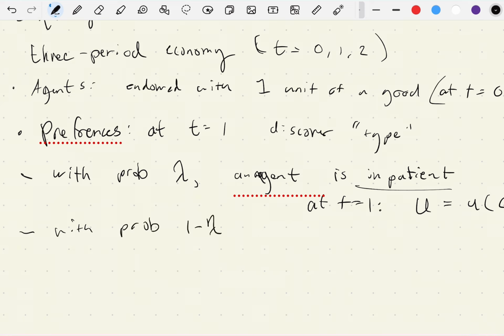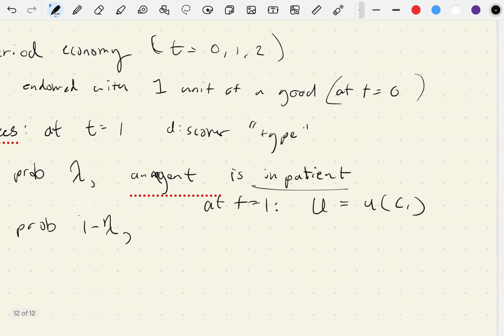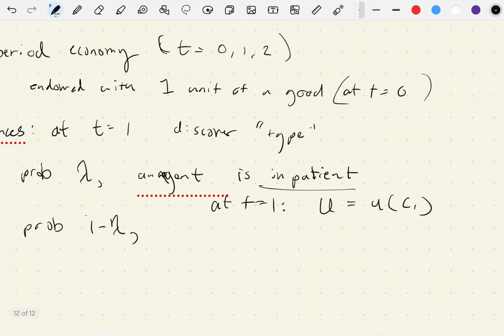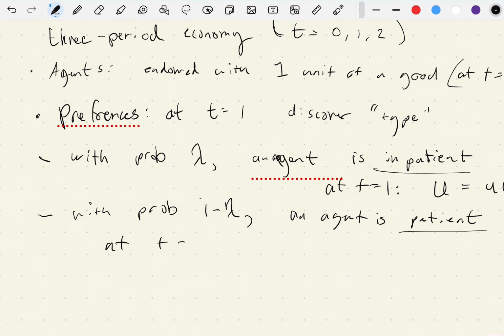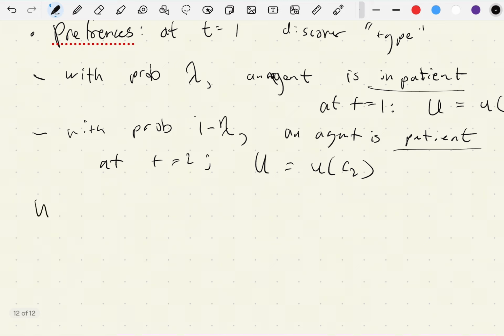Now, with probability 1 minus lambda, it's going to be the opposite. An agent is patient. An agent is said to be patient and gets utility only from consumption at t equals 2, where the utility we take from the utility function is a function of the consumption.